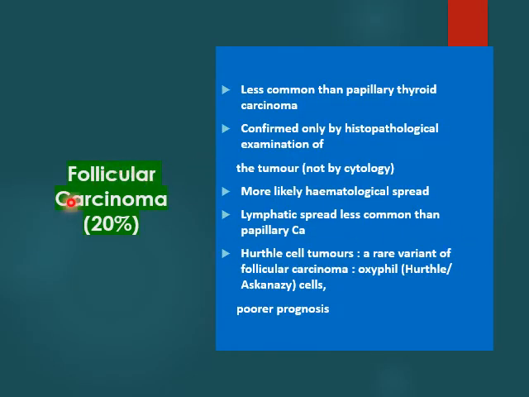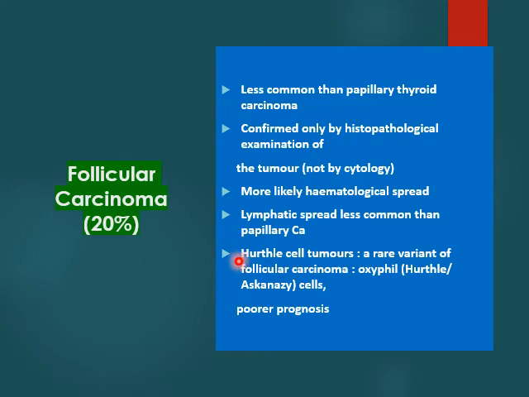Next is follicular carcinoma, which accounts for 20% of the cancers. Less common than papillary thyroid carcinoma. Again, confirmation is by histological examination of the tumor, not by cytology, by HPE, histological examination, either by excision or by core biopsy. Most likely it spreads by hematological spread. Blood spread is the more common mode of spread. Lymphatic spread is less common compared to papillary carcinoma.